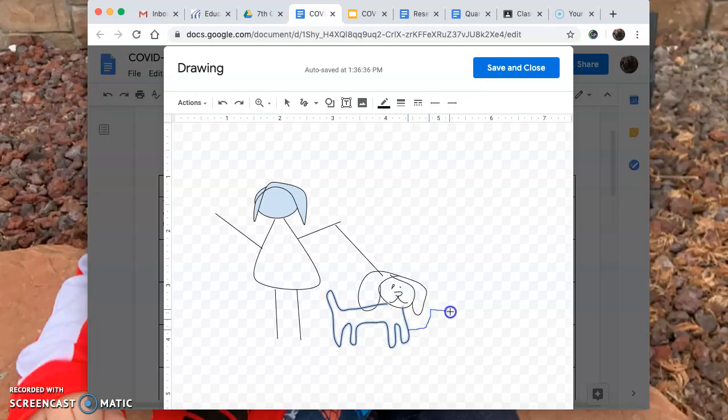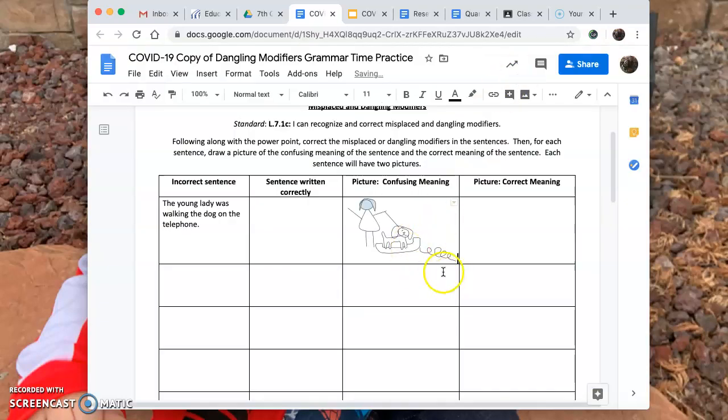And here is an old-fashioned 90s telephone. You guys have probably never seen one of these. I had one of these. Okay, so then if we do save and close, it now appears cutely in your little box. Now, is that how this sentence was meant to go? Was it supposed to say the young lady was walking the dog on the telephone and imply this?